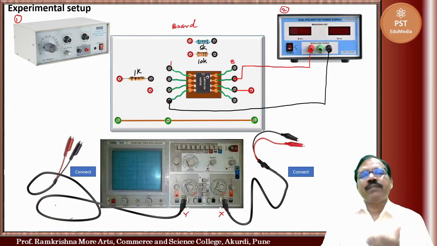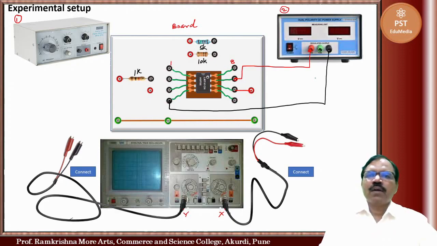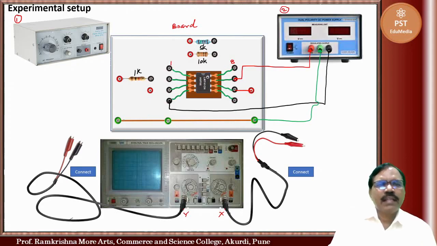Now we require ground also, because we give input between ground and the input terminal. Output is taken between the output terminal and ground. So here we will take out a wire from this and connect it here, and here we have 1, 2 and 3 terminals. They are connected here. So we have connected the battery.